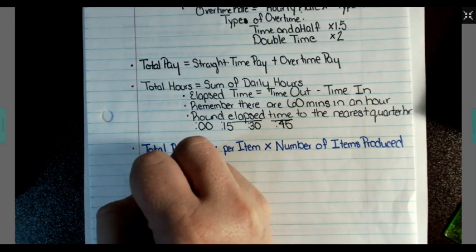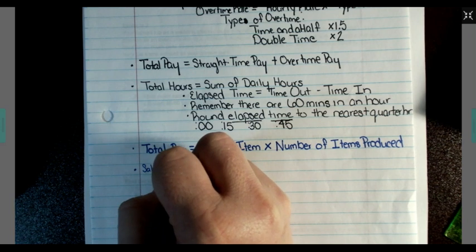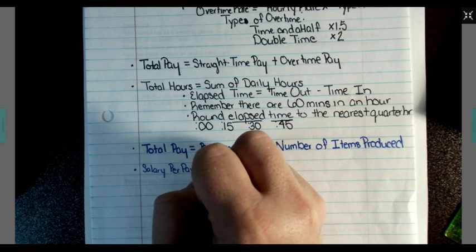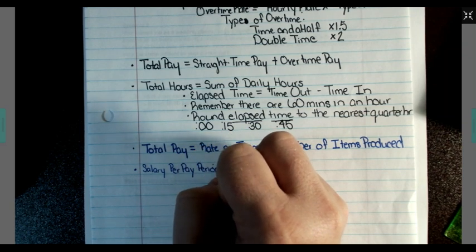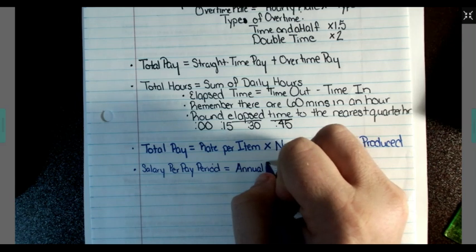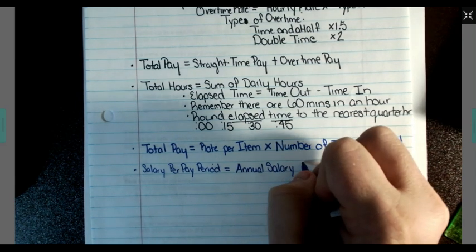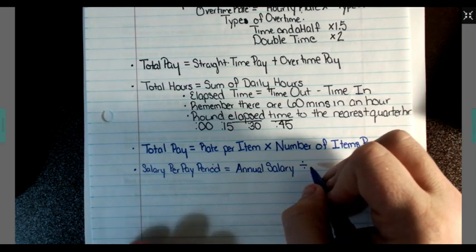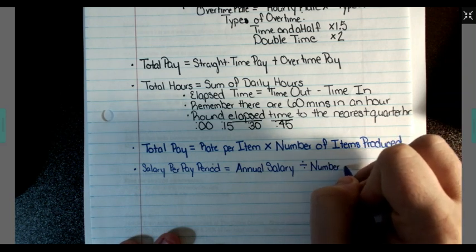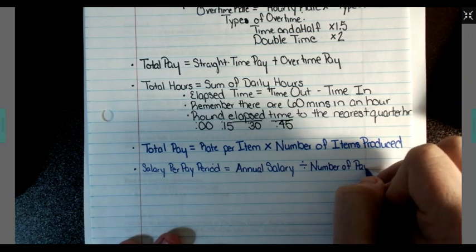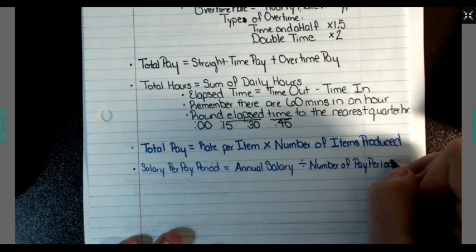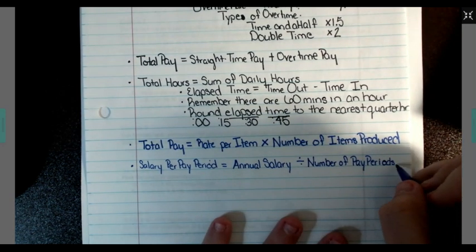It's going to be salary per pay period equals the annual salary divided by number of pay periods per year.